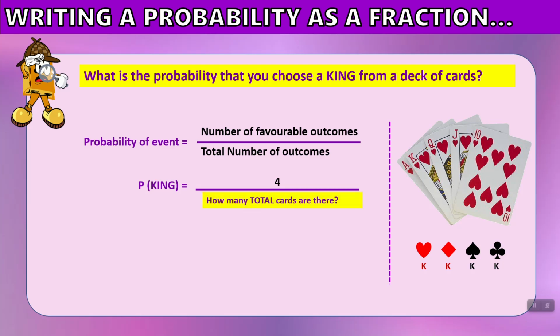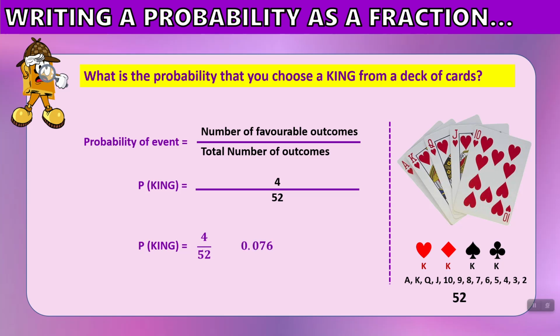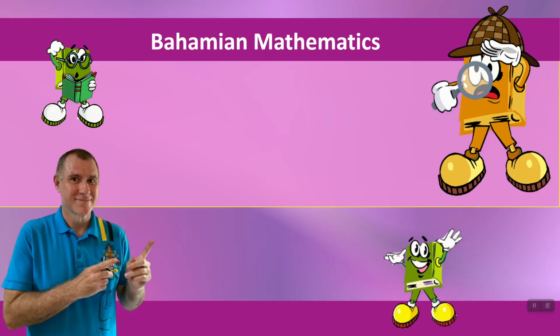And how many total cards are there? Well, if you're not familiar, there are 13 cards in each suit that range from 2 straight up until 10. And then we have jack, queen, king, and ace. That makes 13 in each suit. 13 times 4 is 52, and so we have a total of 52 cards in the deck. The probability of getting a king is 4 out of 52, or 0.076. As a percentage, it is 7.6%. That's not very high. Or a 4 in 52 chance of getting a king.